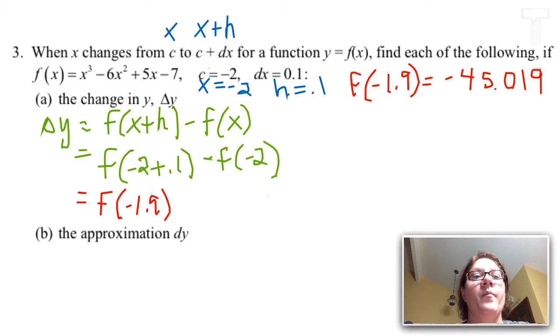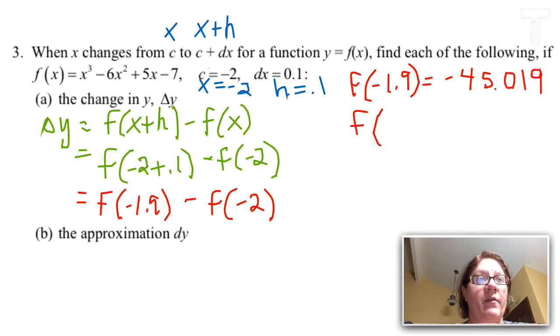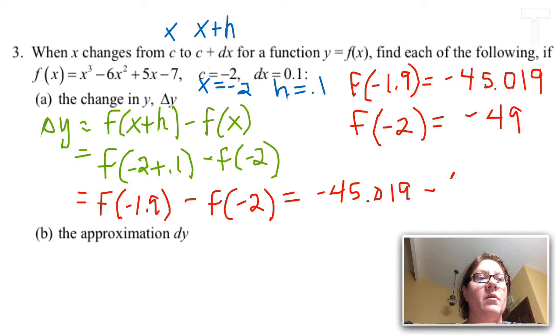But I end up with -45.019. And then I'm going to subtract f of -2. So again, in order to find f of -2, I'll have to plug in -2's for all the x's, and I end up with -49. And so when I substitute these in and I subtract them, I get 3.981.